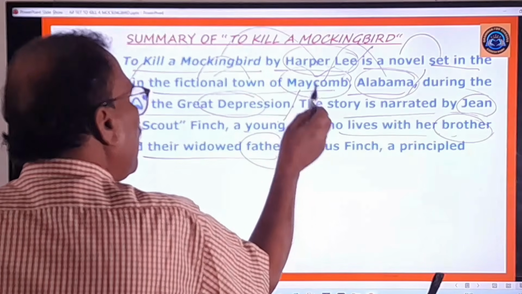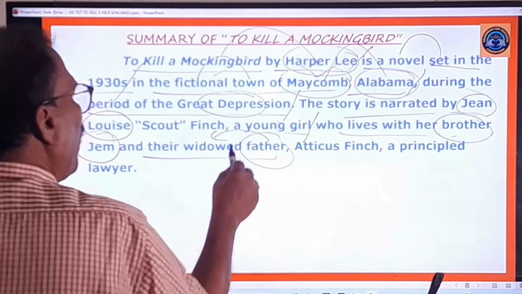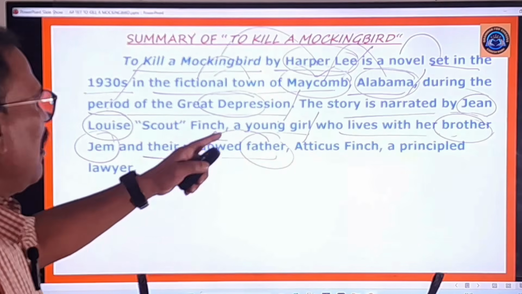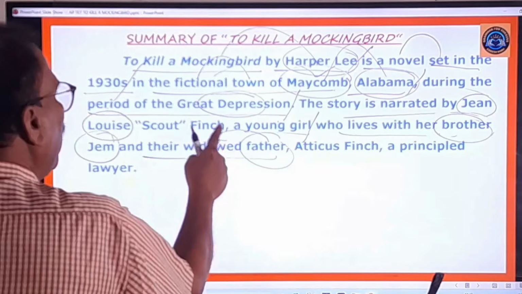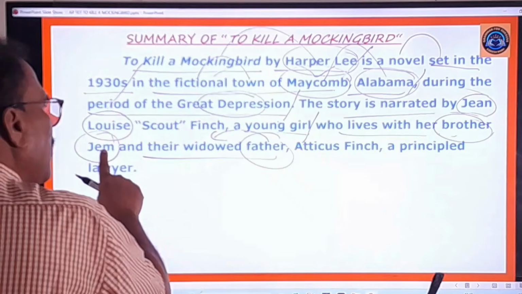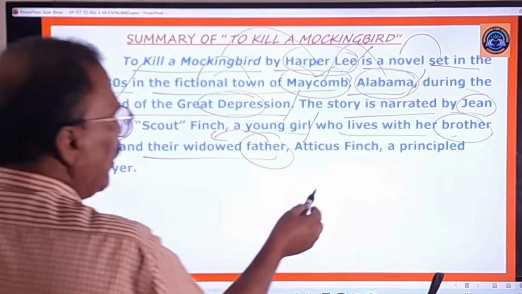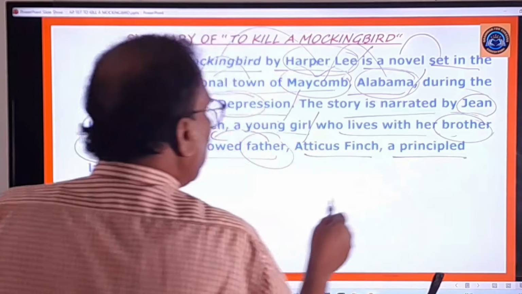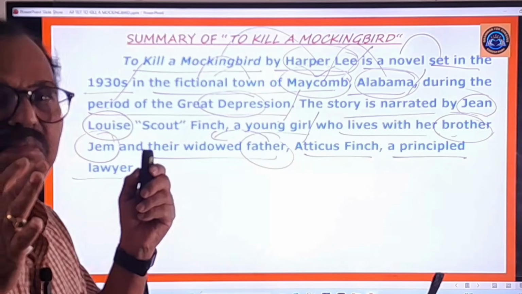And this young girl was living not only with her brother but also with her father. Father was a widowed father. Widowed father means this father had lost his wife. So that means these young children lost their mother and they were living with their widowed father. That is Atticus Finch. He was a principled lawyer. Principled lawyer means he was a disciplined lawyer.